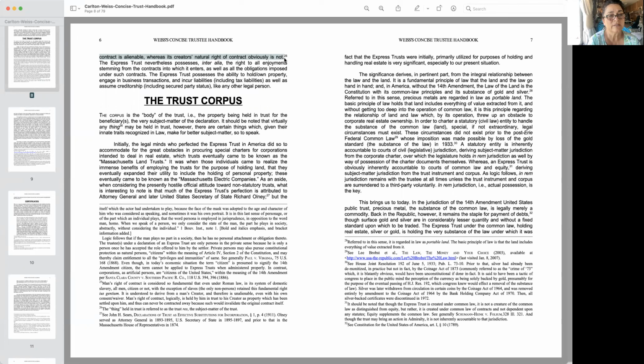Whereas its creator's natural right of contract obviously is not. So when the administrators in the courts do their express trust, which is implied, their contract is alienable. Their contract is alienable.